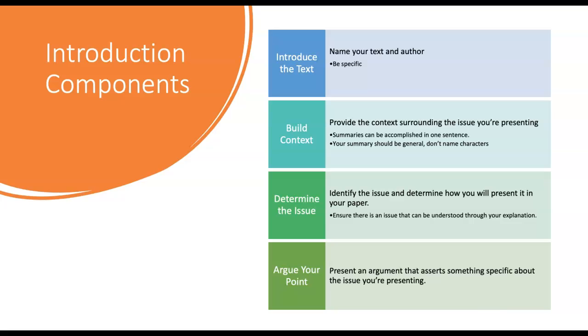You don't want that to be the focus of your paper. You want the issue that you've determined and your argument to be the focus of your paper. So with determining an issue, you want to ensure that it's something that you can explain in your paper and something that you can make clear for your reader. And then you do that by arguing your point, and when you present an argument, you want to make sure that you're asserting something specific about the issue you found in your text.